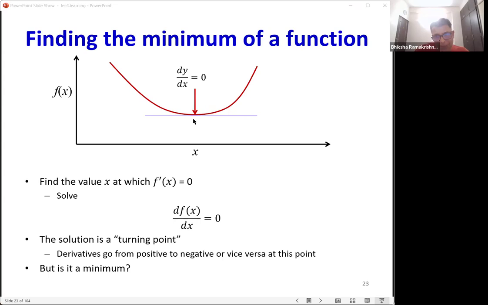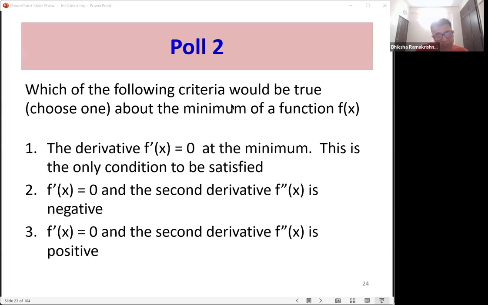Okay. So we'll get to this. A minimum is a turning point. Why is it a turning point? The function is decreasing till it hits the minimum, but then it turns and begins to increase. We find a turning point, but it's not sufficient to find a turning point. You have other criteria to consider. And let's see how many of you are familiar with this other criterion.